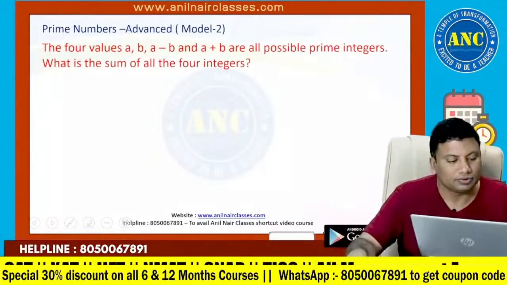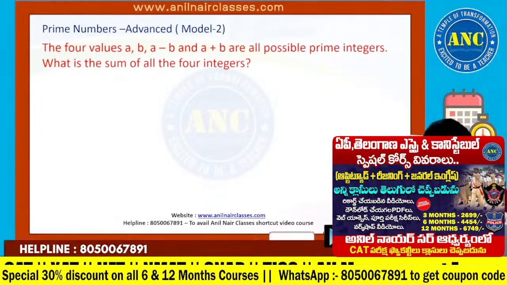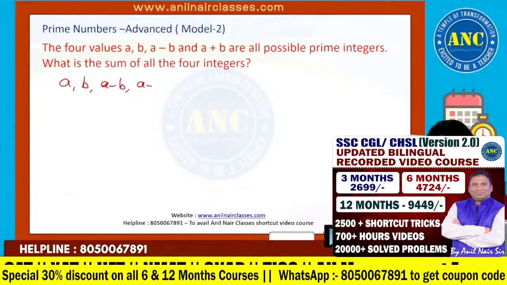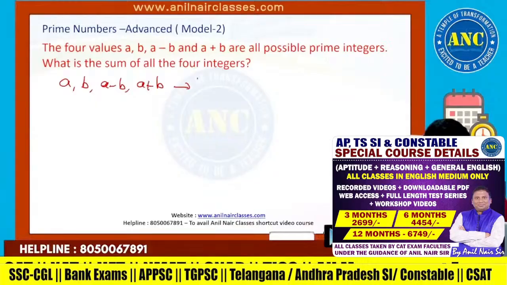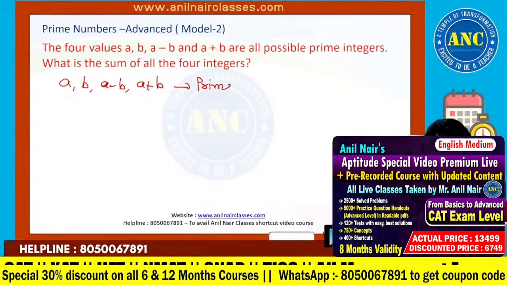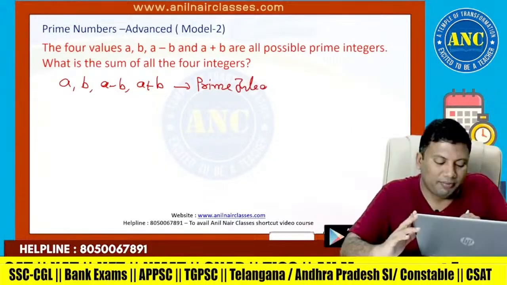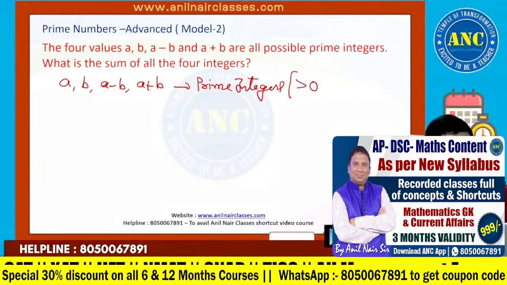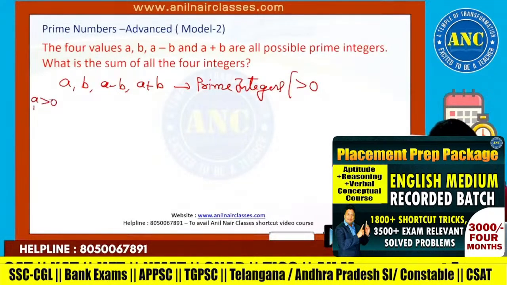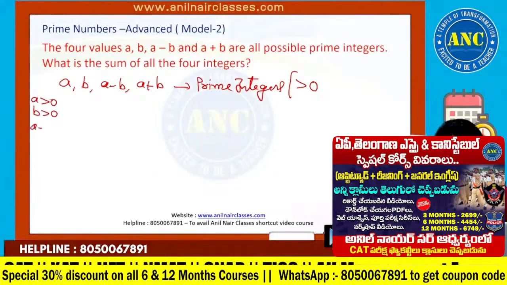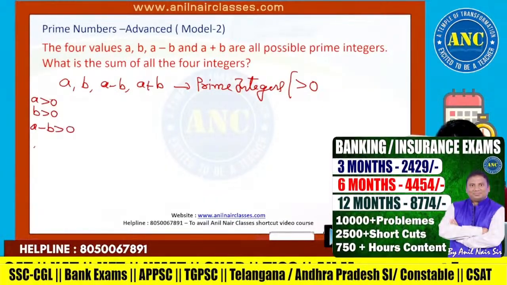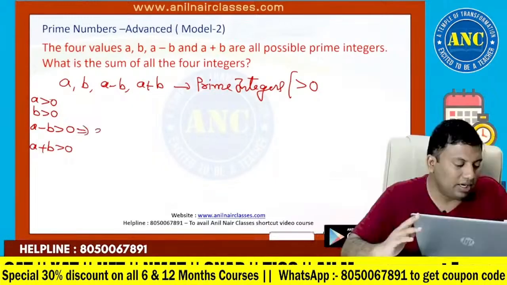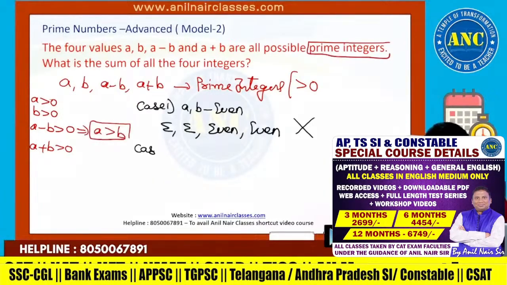Next one. Model number 2. There are 4 values: A, B, A minus B, A plus B. All are prime integers. A prime number is a subset of natural numbers, so all the values are greater than 0. A greater than 0, B greater than 0, A minus B greater than 0, A plus B greater than 0.